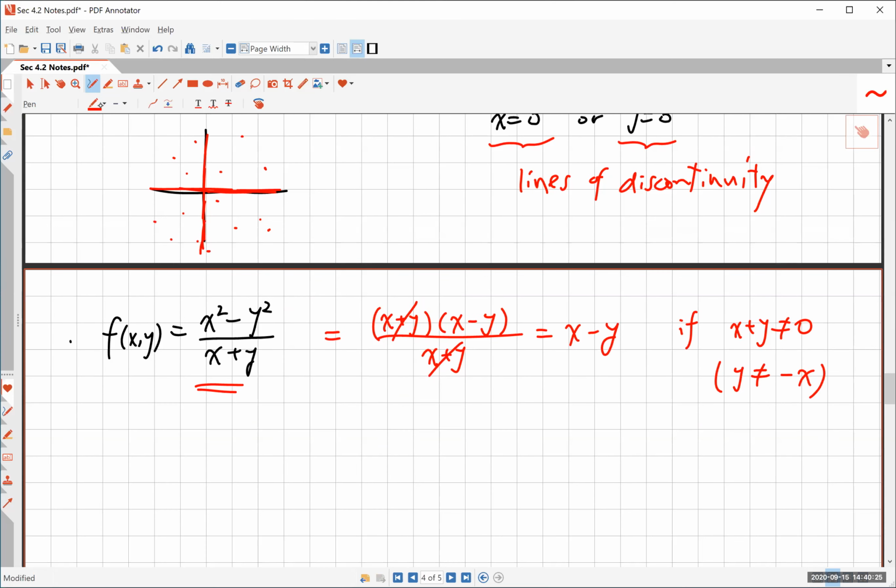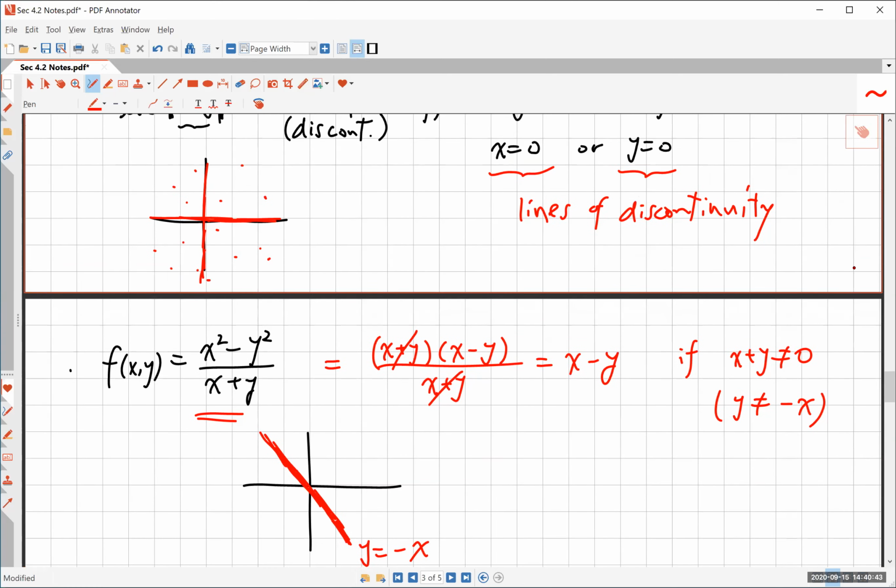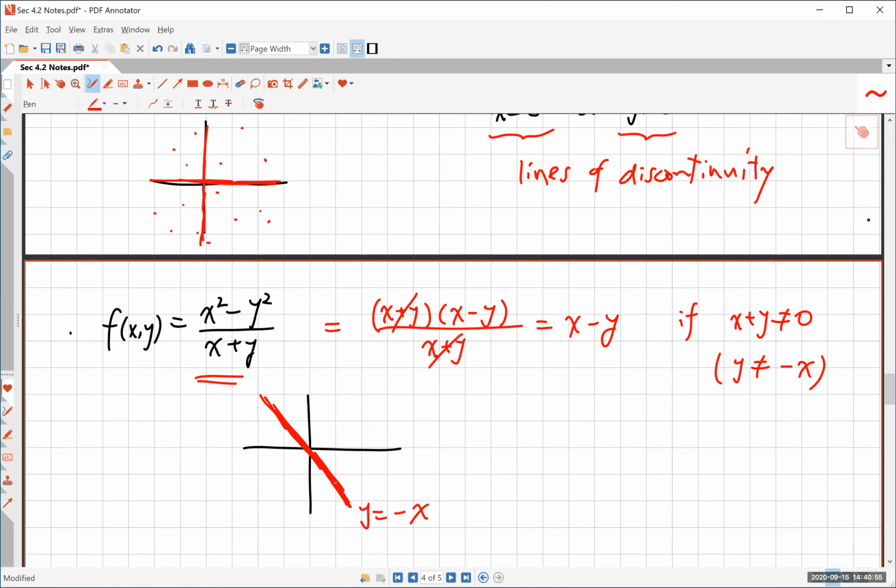All right, so in terms of the line or lines of discontinuity, you avoid this line, y is equal to negative x. And this is the set of all points where f is not defined, which makes them the points of discontinuity. Remember, to be continuous, you have to have the value of the function. The function has to be defined at that point. So these are the sets of points where it's not defined and therefore it's not continuous.